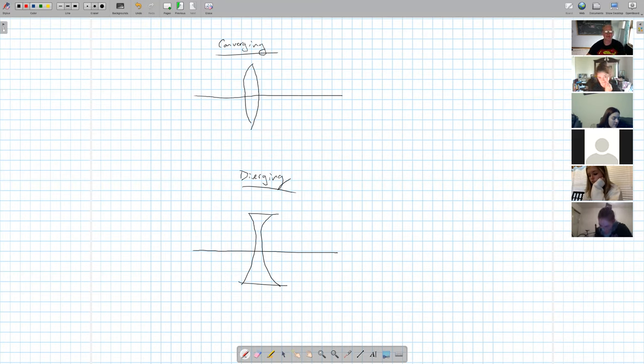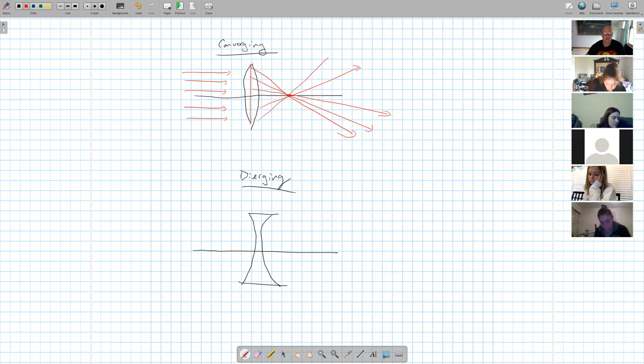Well, the difference is if I take light and I send it parallel to the principal axis here, basically what will happen is, again, by the time it reaches the center of the lens, each one of these guys will be refracted, and they're going to be refracted to a single point. So this ray is going to get refracted through here. This one will get refracted through here. This one will get refracted through here. And this one will go something like this. And then this one will be bent even more. So this is our converging lens.